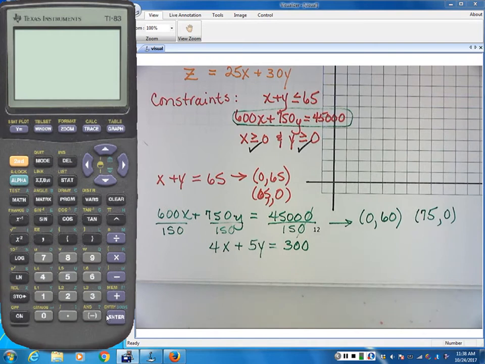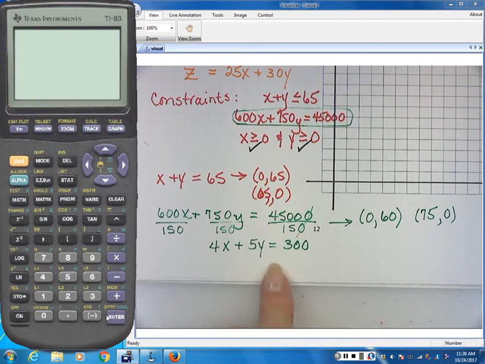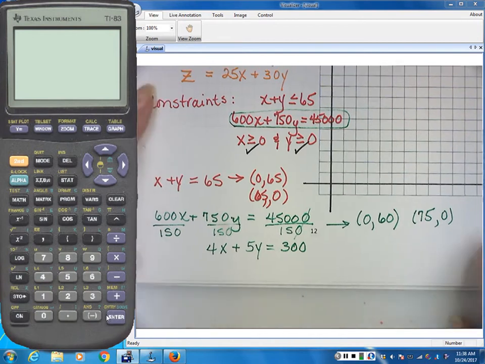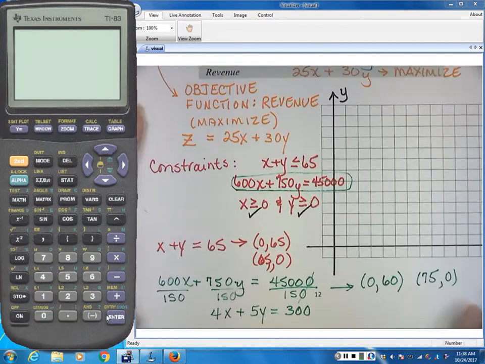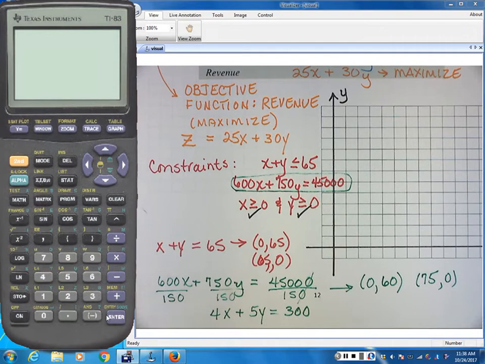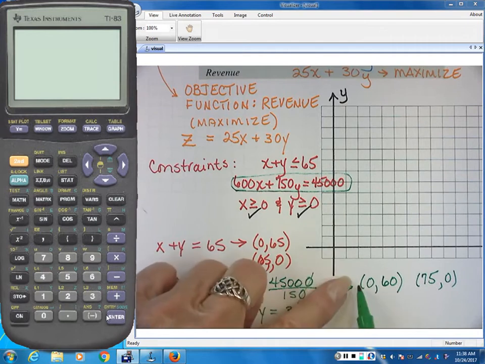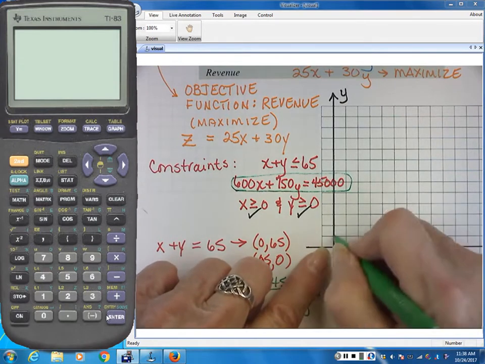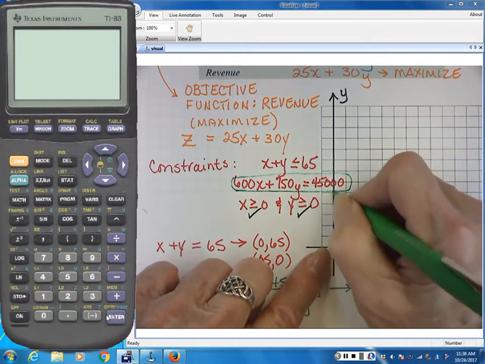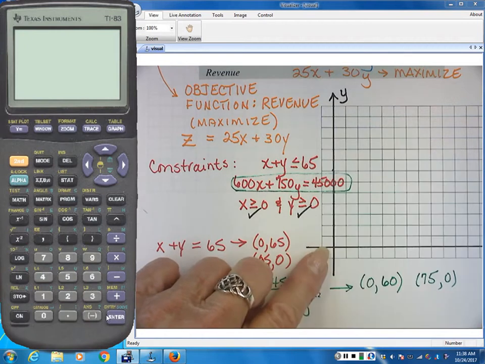So I can find those points a lot more easily if I scale that down. So I'm just scaling it down. Still have the same solutions, but it'll be easier to graph now. So I need the point 0, 60, 10, 20, 30, 40, 50, 60. That's not very high. I wonder if I can go by 2s.